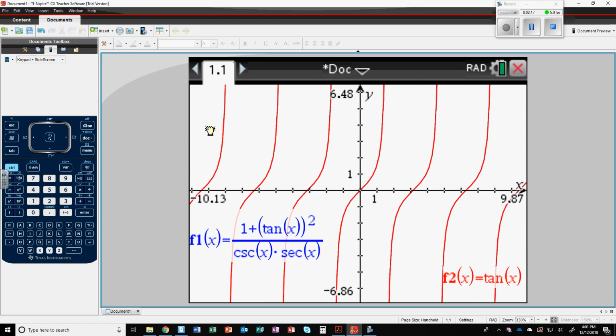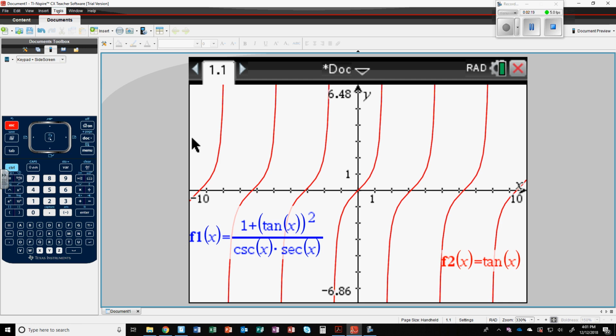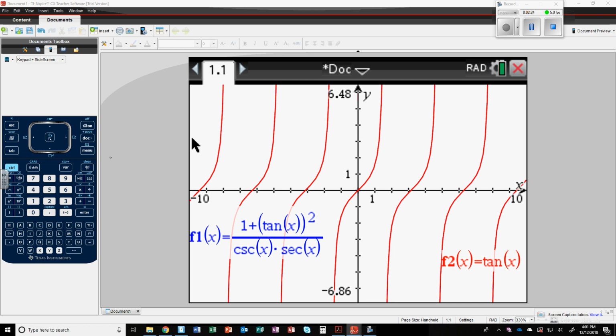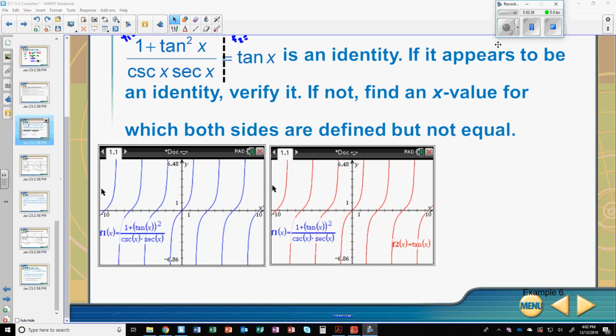So we did verify that these are the same graphs. So I go over here and I'll just take a picture real quick. So now if you look at the picture, we can see that it is verified and it's true that these two are equal to each other.